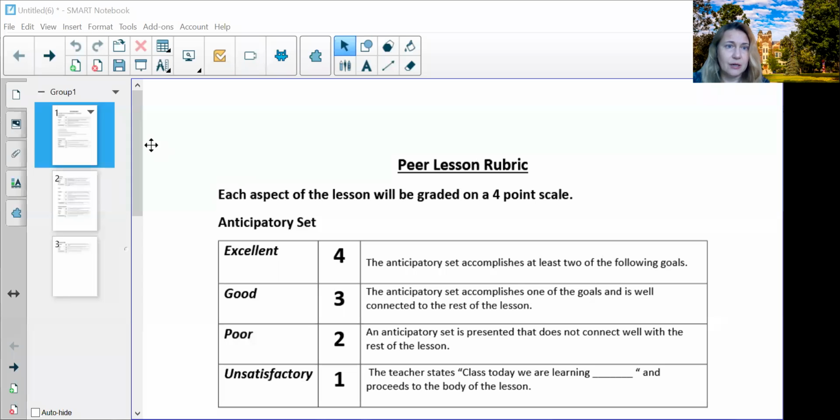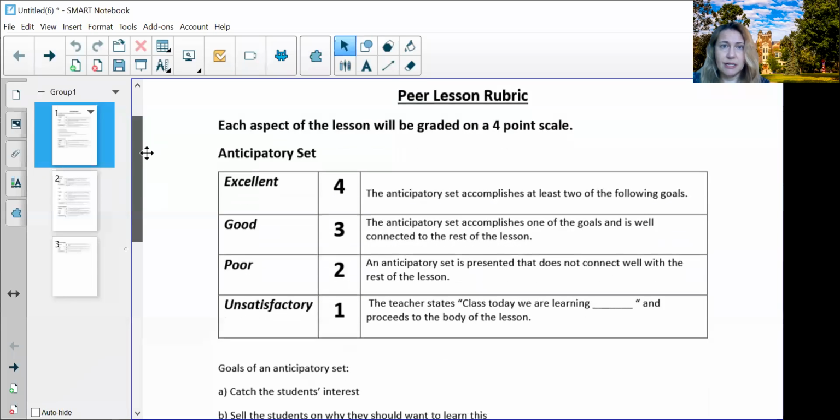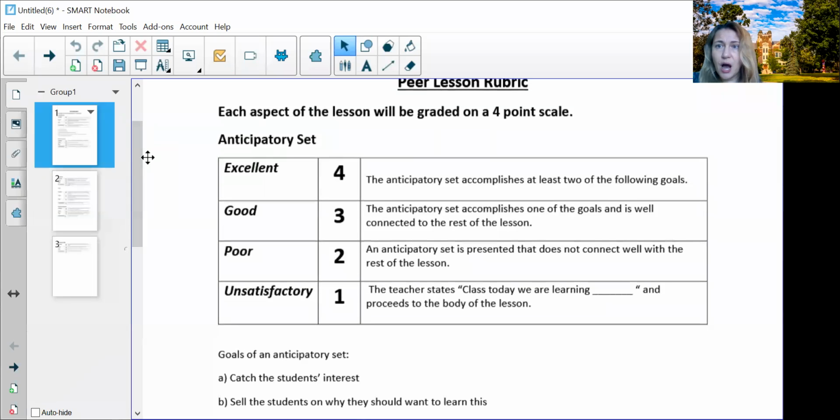So looking at the rubric, let me call your attention to a few things on here. The anticipatory set: you probably won't have time to do what you might do if it were a real classroom. In a real classroom, you'd probably review the material from the day before for a few minutes. You're not going to have time to do stuff like that. So you'll probably need to just start right in with a good anticipatory set.